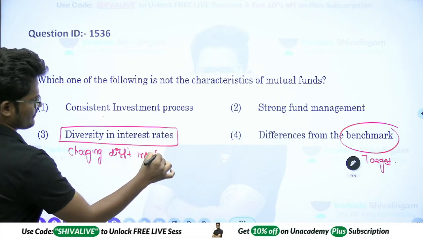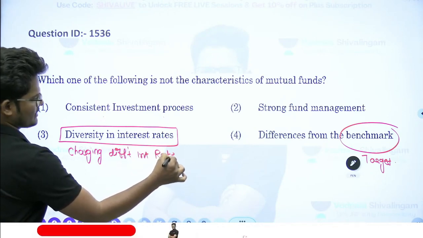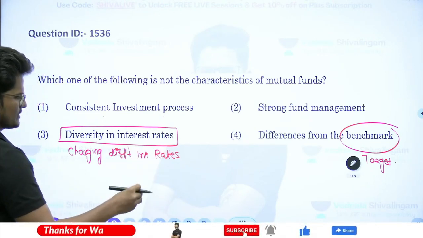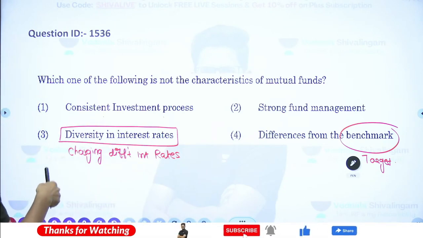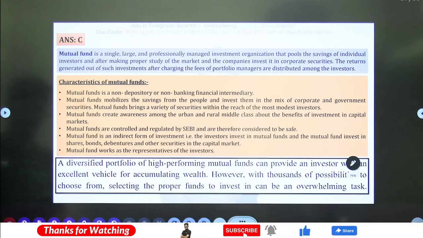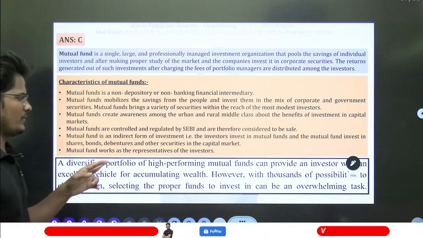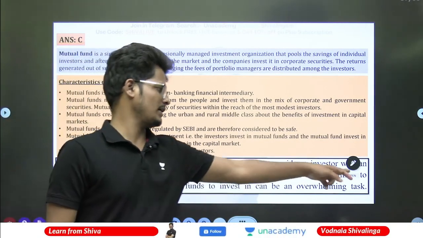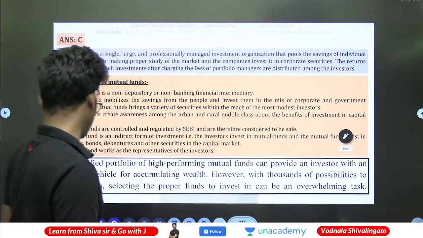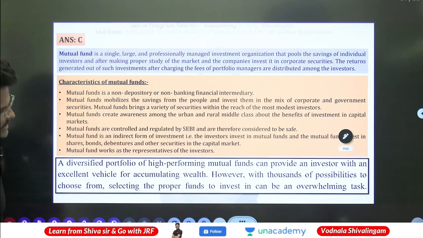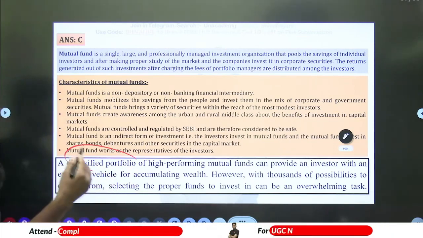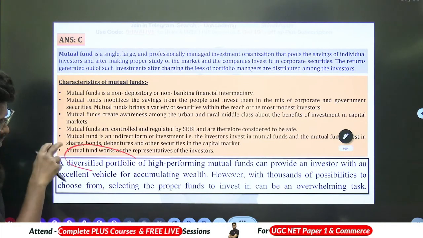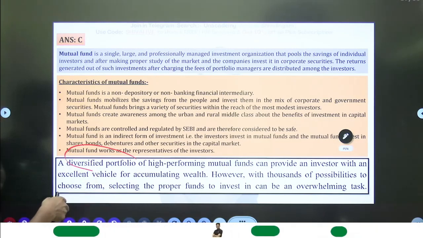This is not a feature, because when we invest in a particular portfolio, whatever the interest rate of that portfolio, it will be applied to all the investors who are involved in that portfolio. A diversified portfolio of high performing mutual funds can provide an investor with an excellent vehicle for accumulating wealth. Diversified portfolio means different portfolios, different rates will be there, but within the portfolio rates will not be changed. It will be equal for all.